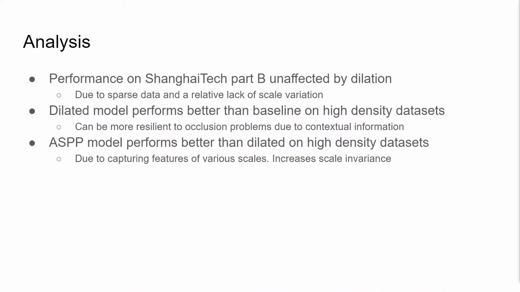In analyzing the results, we find that the performance on ShanghaiTech Part B is unaffected by dilation. This may be due to the sparse data and relative lack of scale variation in Part B. We also find that the dilated model performs better than the baseline on high-density datasets. This may be due to the fact that the larger receptive field captures more contextual information, making it more resistant to occlusion. Lastly, we find that the ASPP model outperforms the dilated model on high-density datasets. This is likely due to the fact that the ASPP layer captures multi-scale features, which leads to a level of scale invariance.